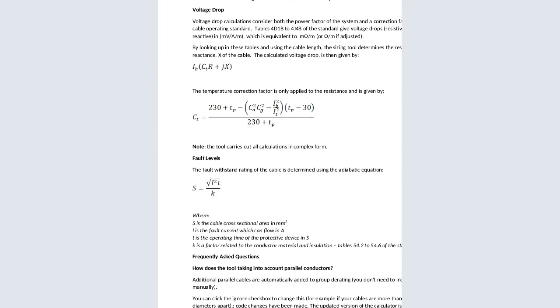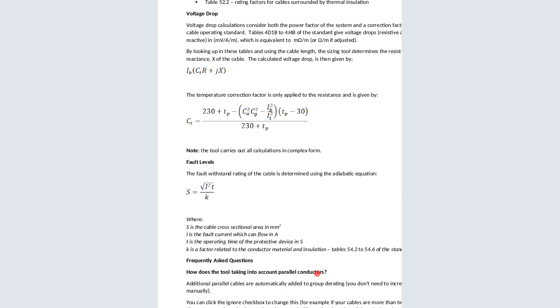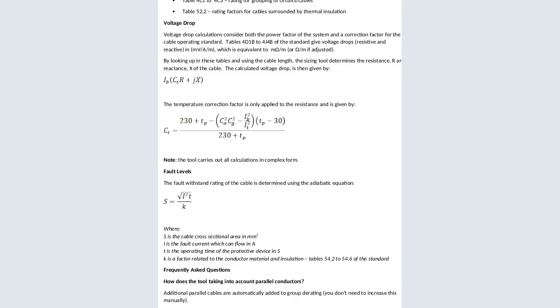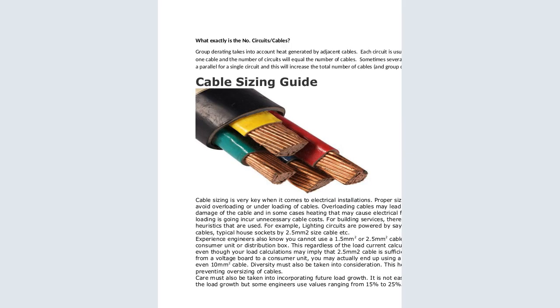When they say the cross-section area, you have to measure. That one you can measure. The fault current is also measured. And the protective device time, you can also time that. And the factor is normally given. You can see the factor is given as this from the tables. So all these things are already there beforehand.